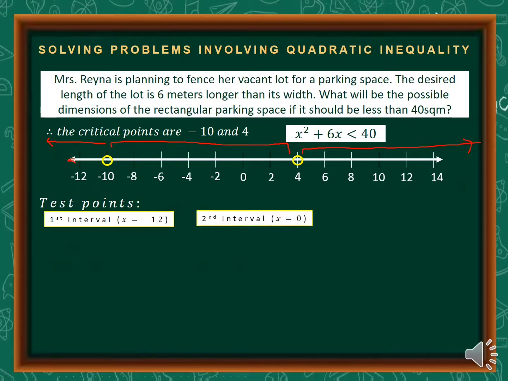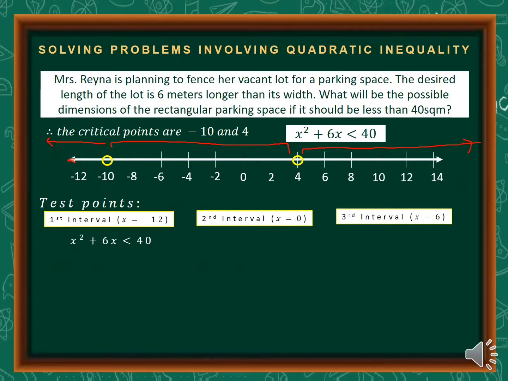For the second interval, I will use 0 para madali yung ating pag-substitute. Third interval, I will choose, okay, sige, positive 6. If you notice, ang pinipili ko yung pinakamababa, no? Kasi, di ba, pag laki ng value, mas mahirap mag-multiply. So, syempre, ang pipiliin natin yung madadalian tayo. Now, let us do our first interval.